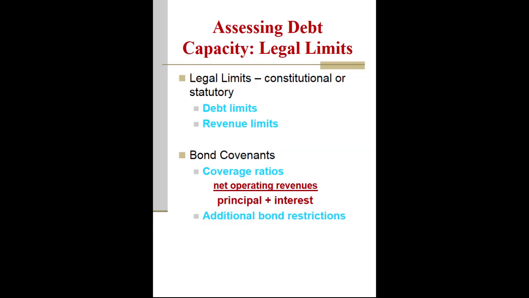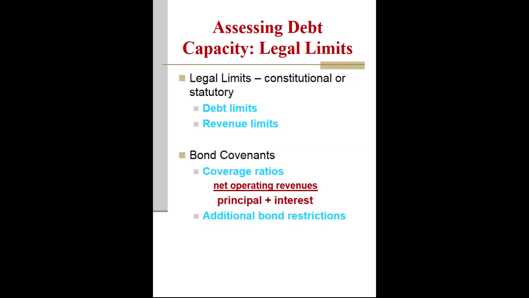For example, a government may say that its debt service cannot exceed 5% of its revenues. There also are other kinds of legal limits, such as limits on revenues, and those are important because they affect the ability of the government to support debt. There are also other legal provisions, such as bond covenants, and these are agreements that have been made in terms of issuance of prior debt.